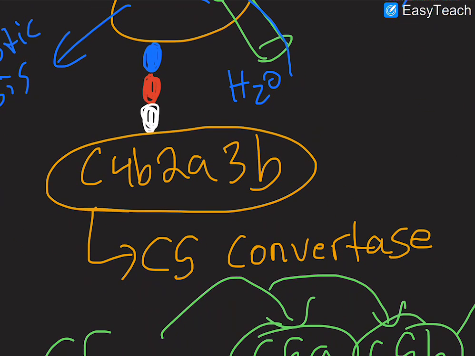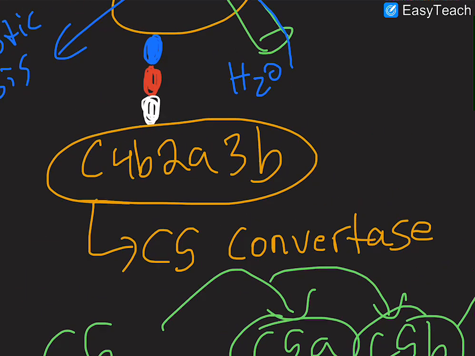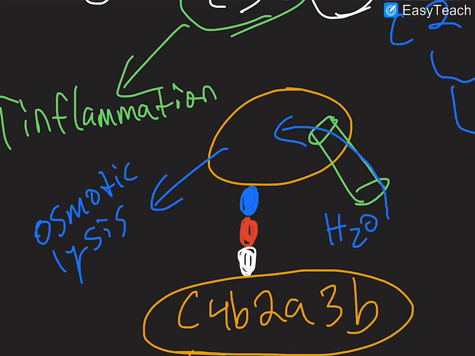So that's the lectin pathway. It starts directly from C4, after MASP2 cleaves it. And that's basically it. That's the lectin pathway.